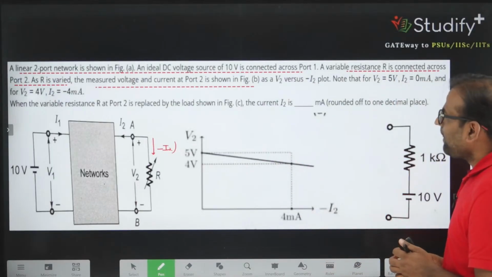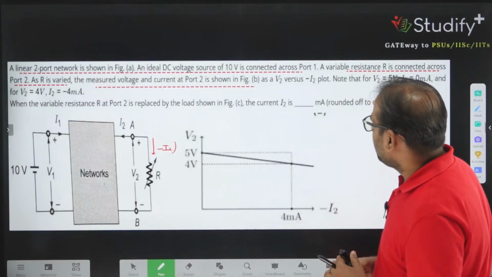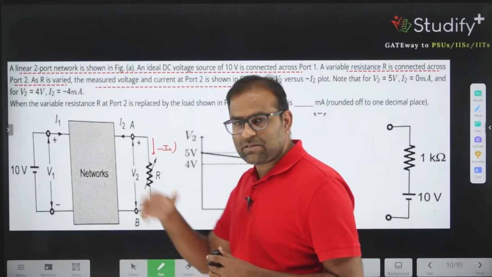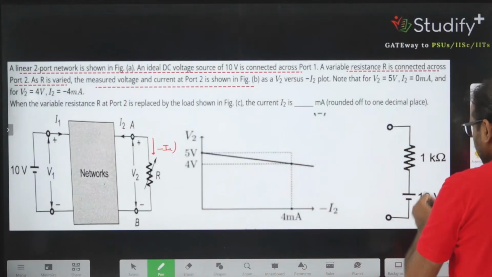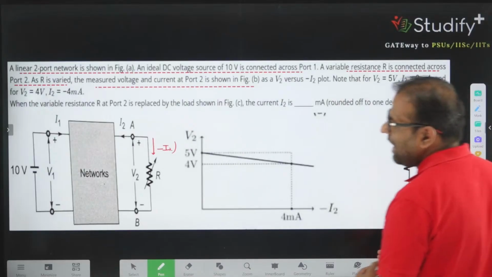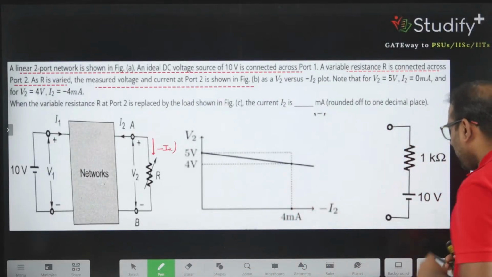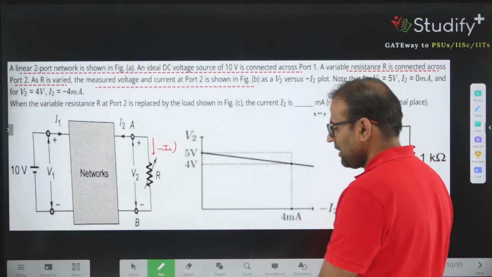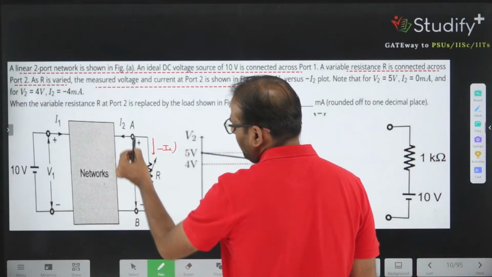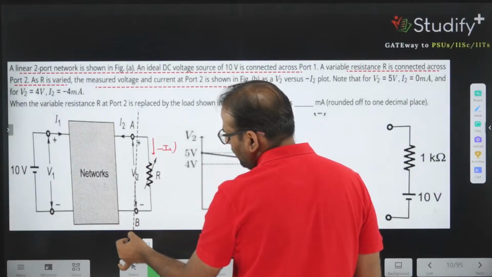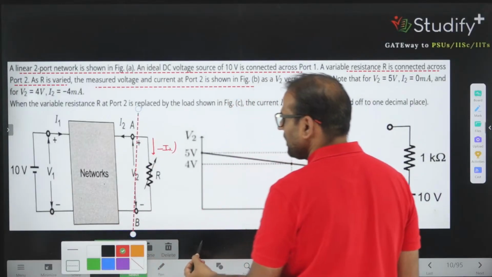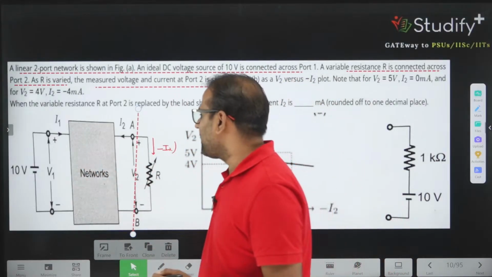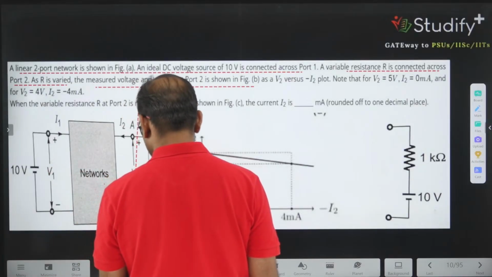Now what are they saying? I2 in milliampere. Okay, port 2 is replaced by this. What if they replace the output RL by this network, a 1 kilo ohm and 10 volt combination? Then what will be the current in the network? Okay, fine. What I have told you: whenever they talk about any current, voltage, power transfer or load current, you just convert this portion into what? Thevenin's equivalent.